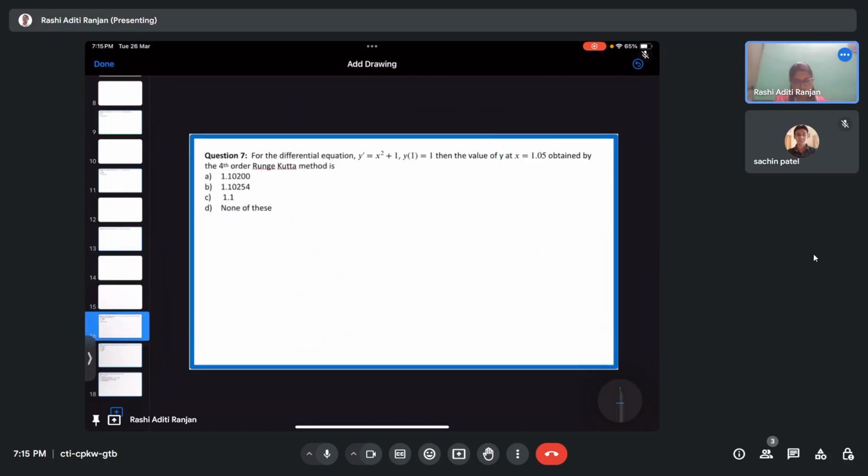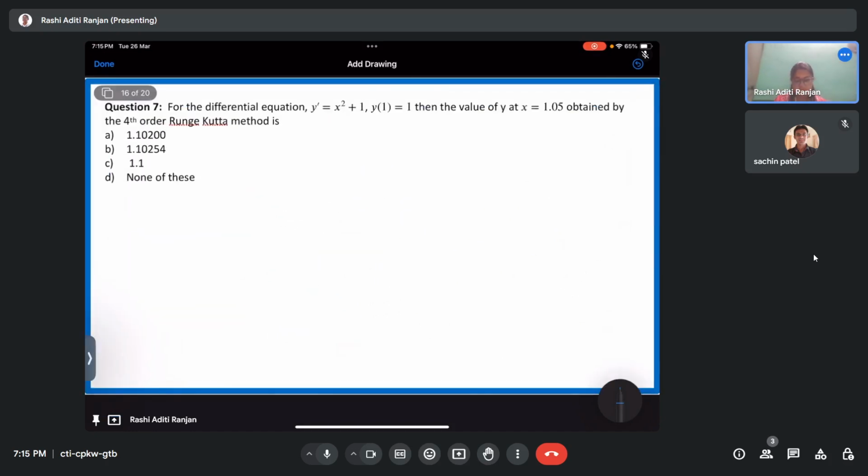So coming on to question number 7. In question number 7, you have an equation, and all you have to do is apply the RK4 method in order to find the value at x equal to 1.05. We already have the value of y at 1, right? So I have taken this question. It is a very simple question. I'm not going to tell you anything about comparison, about your analytical method, numerical method, anything.